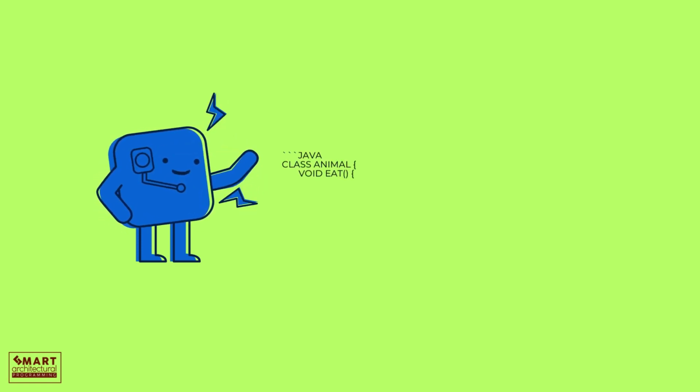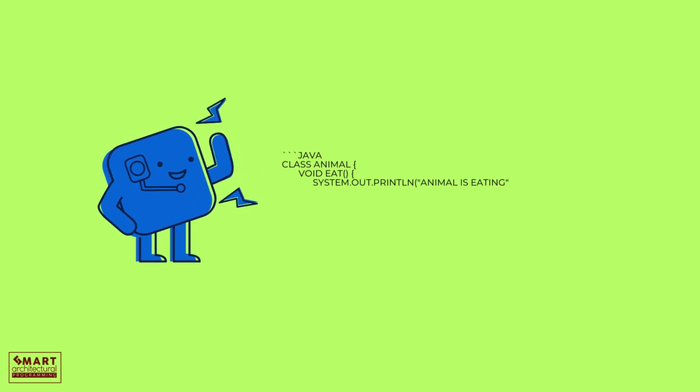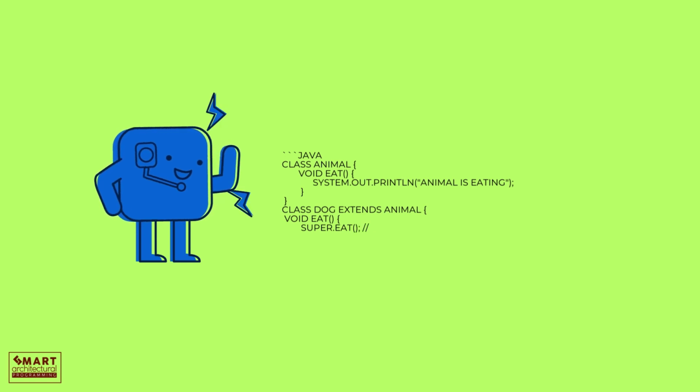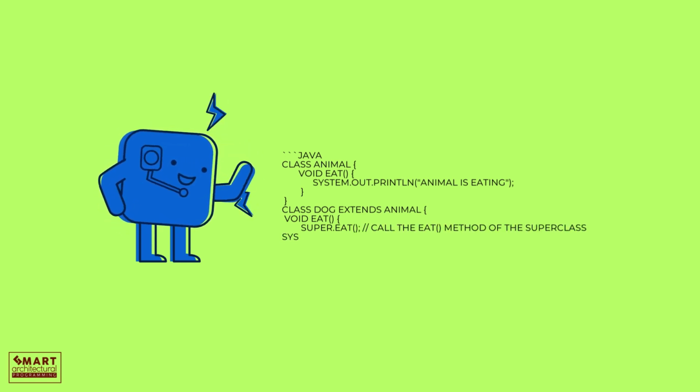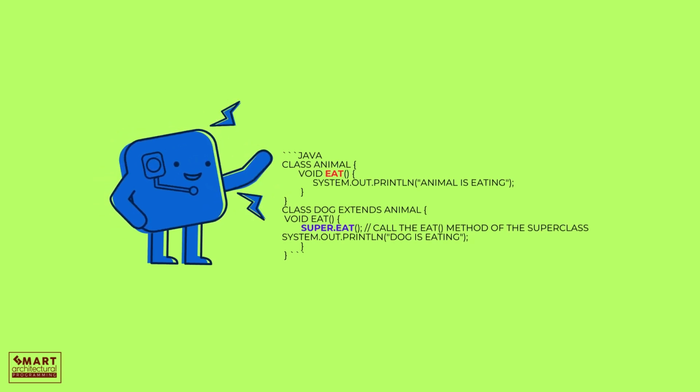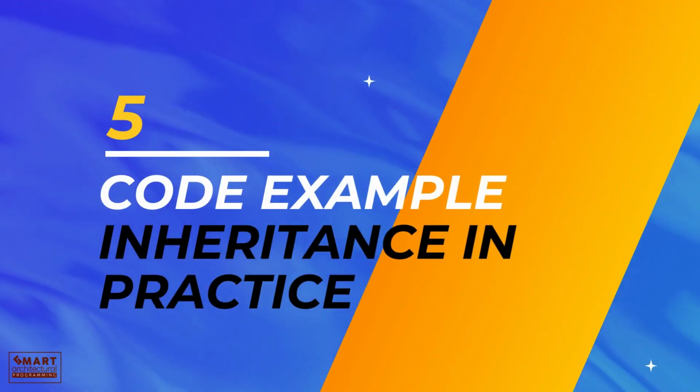Java: class Animal { void eat() { System.out.println("Animal is eating"); } } class Dog extends Animal { void eat() { super.eat(); // call the eat method of the superclass System.out.println("Dog is eating"); } } Here, super.eat() calls the eat method of the superclass before executing the code in the eat method of the Dog class.